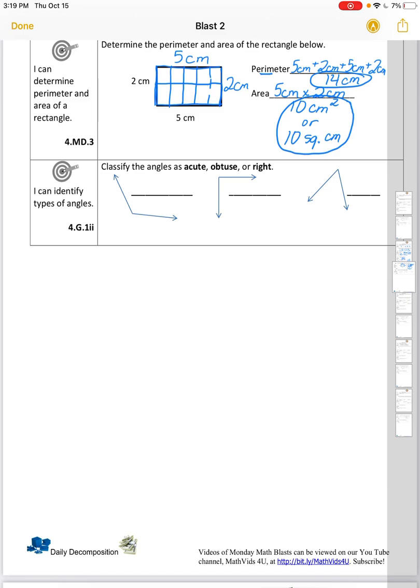I can identify types of angles. Classify the angles as acute, obtuse, or right. A right angle measures exactly 90 degrees. So let's put this little box here and we'll say, hey, look, that would be a right angle measuring exactly 90 degrees. An obtuse angle measures more than 90 degrees, but less than 180 degrees. 180 would be a straight line. So we notice this one measures more than 90, but less than 180, so it is obtuse.